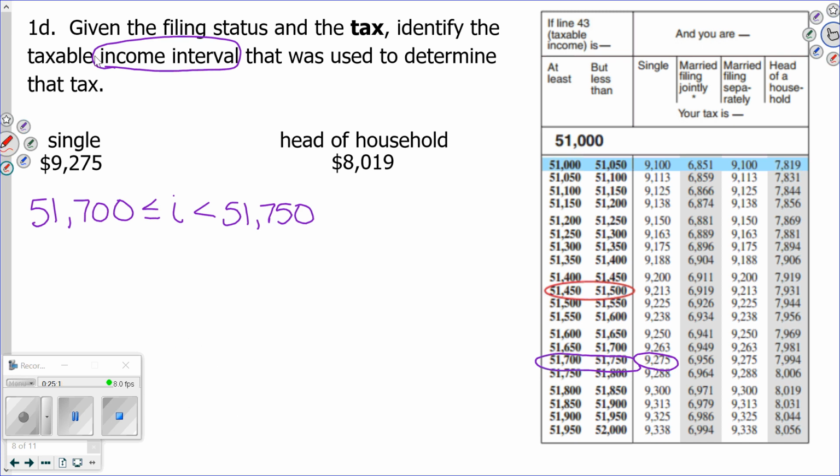All right. And then how about head of household, 8,019. So again, we go to head of household, 8,019. So follow that across to write your inequality that time.